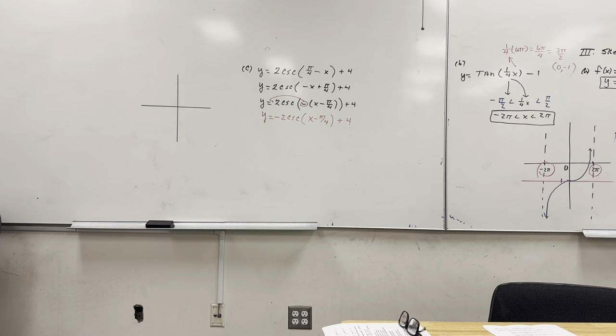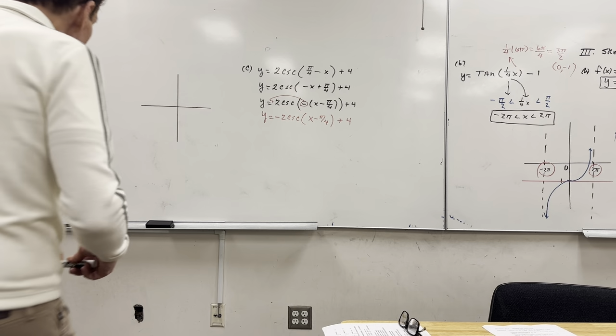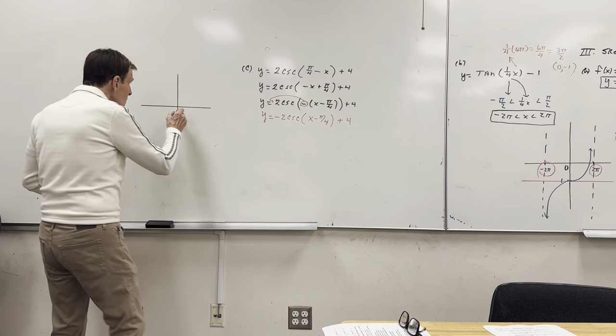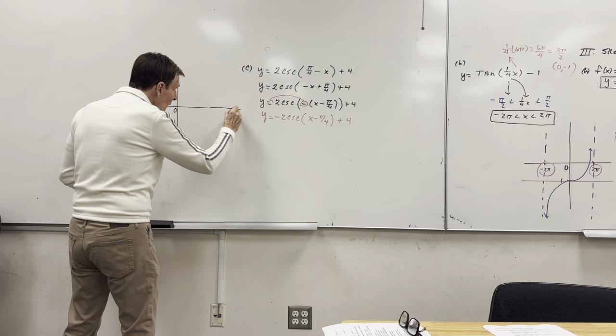Somewhat. But I need to know, where did we start it? Pi over 2, 0, 3 pi over 2, where did it start? 0 to 2 pi. 0 out to 2 pi. Here we go. And I'm hearing, Professor, we went all the way out to 2 pi.